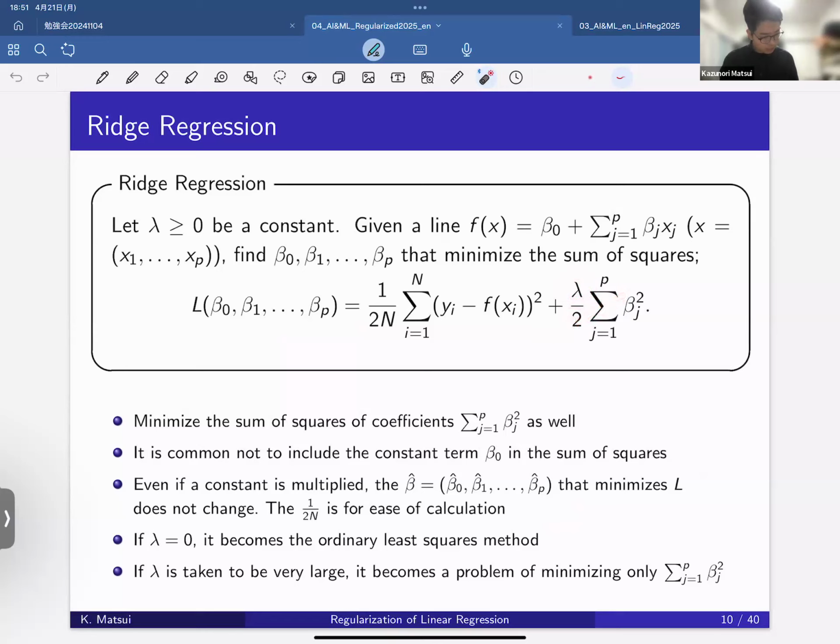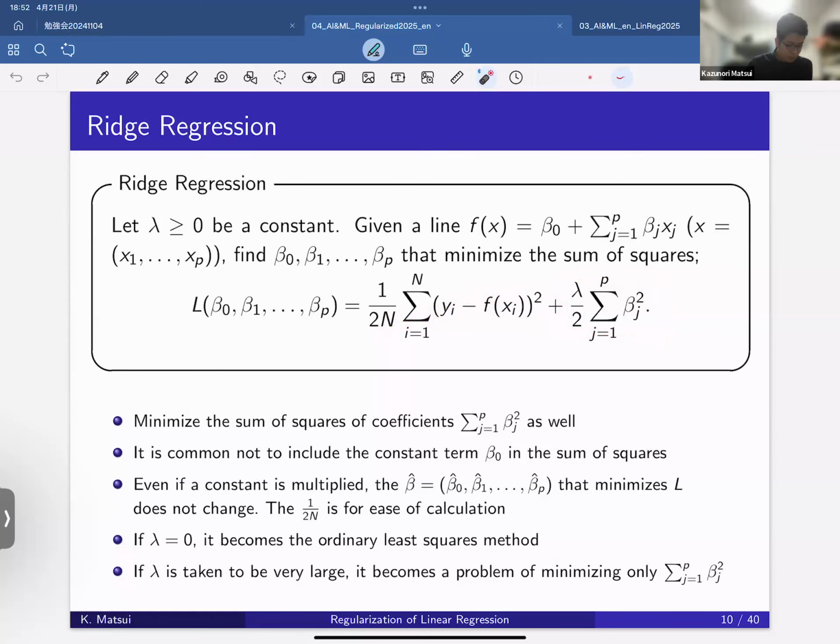If lambda is taken to be very large, the first part of the equation, which represents how well the model fits the data, becomes relatively small. So it becomes a problem of minimizing only the sum of squares of the parameters. When does this sum alone become minimal? It happens when all parameters are zero. So when lambda is zero, it is just the original least squares method. And as lambda gets larger, the values of beta are designed to become smaller.